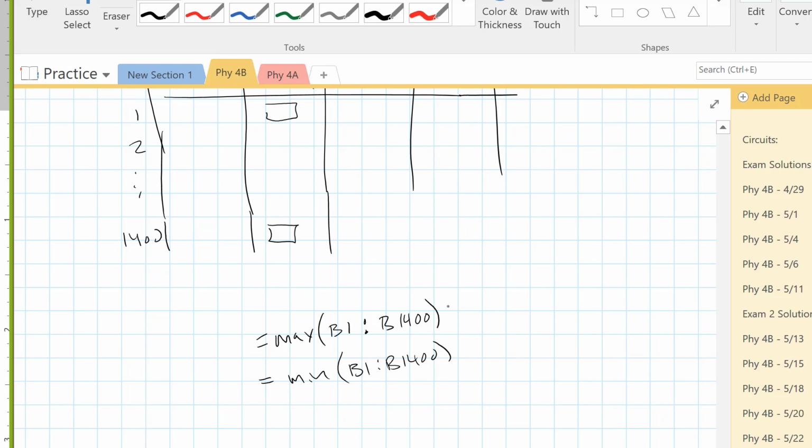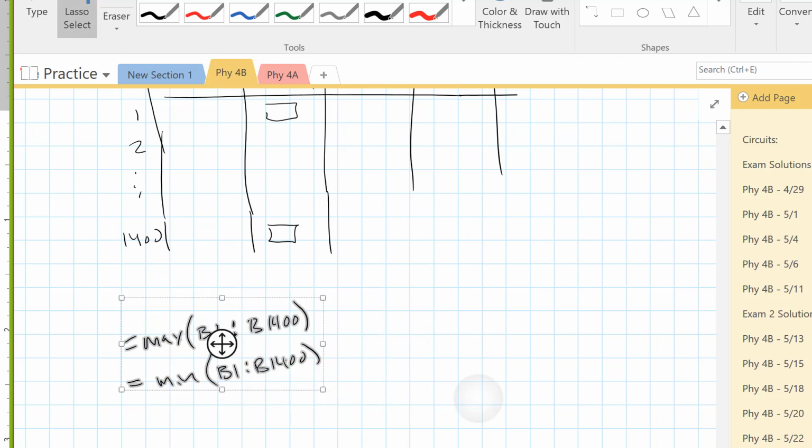And then you do the same thing for every column. You can copy these over. So in the next column over, this one will be C1 to C1400, right?